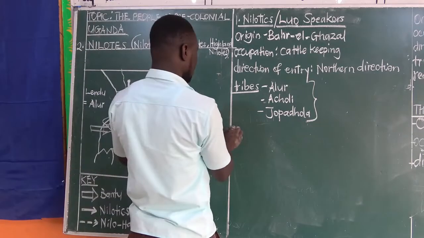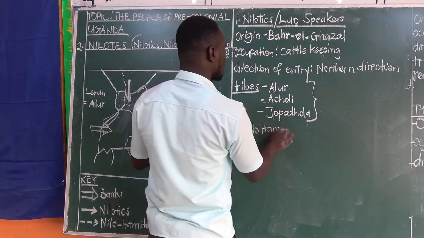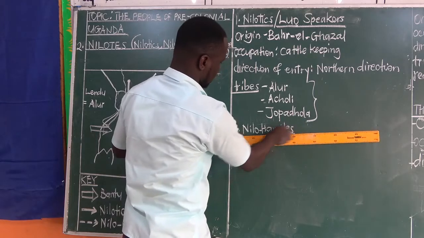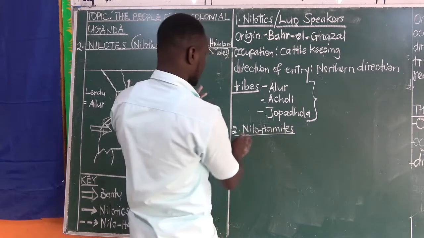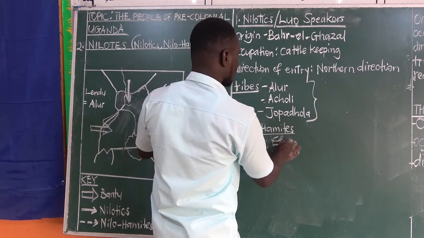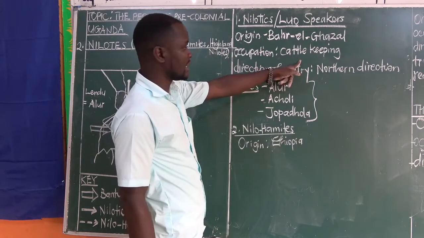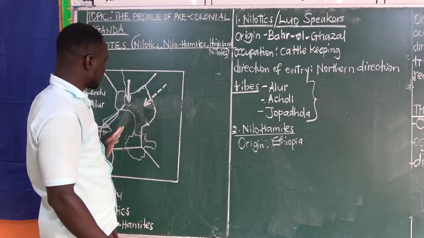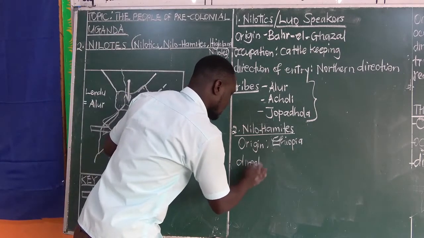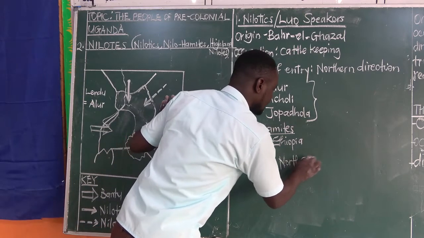Let's begin here fresh. The second one was Nilohamites. We shall be following the same. Origin, Ethiopia. Occupation, we say it is the same. It's part of the Nilos. Direction of entry, this was north, this one is now northeastern. Direction, northeastern direction.